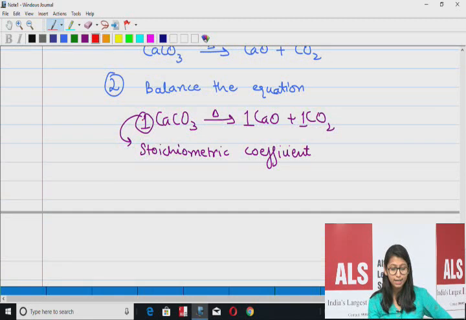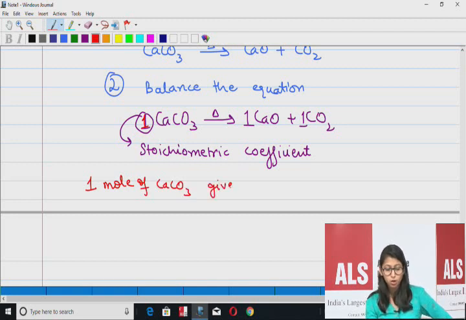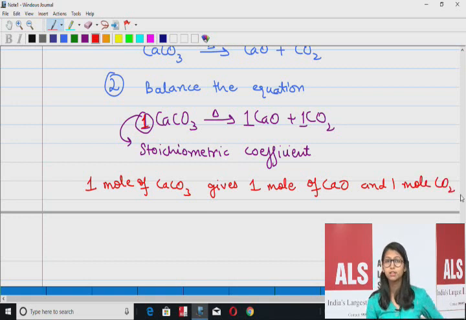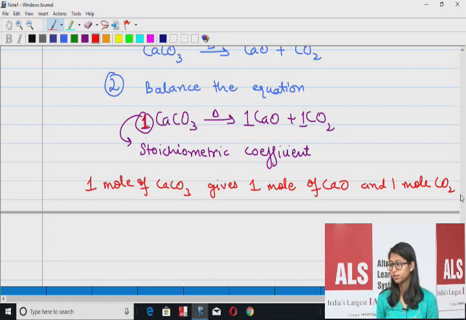Now, what do these stoichiometric coefficients mean? Because I'm getting 1 over here, I will say 1 mole of CaCO3 gives 1 mole of CaO and 1 mole of CO2. You understood it? If I am getting any 2 or 3 there, I will write that 1 mole is giving me 2 moles of this or 3 moles of that. Tell me everyone, is this clear? Because this is very important, this is what you get after the balancing. Everybody understood this? Write it down.